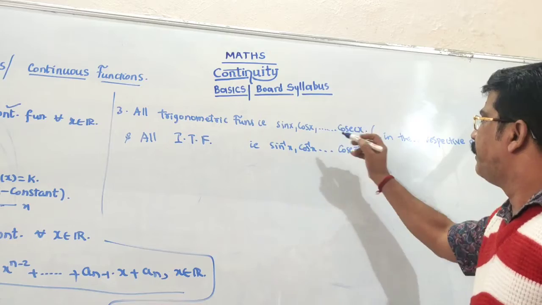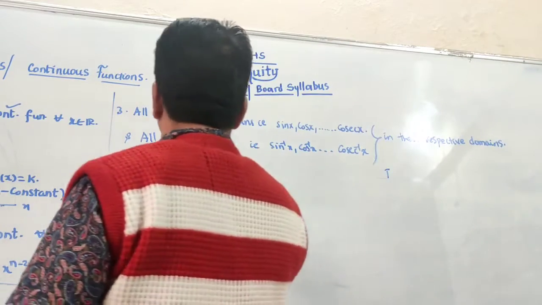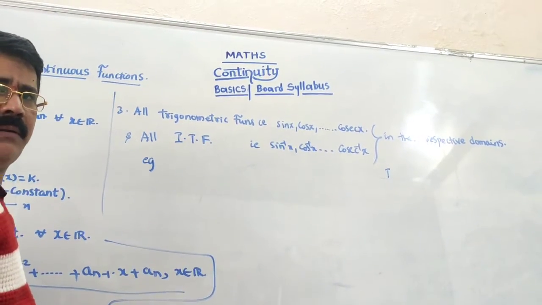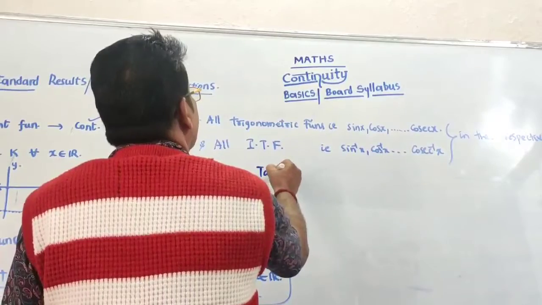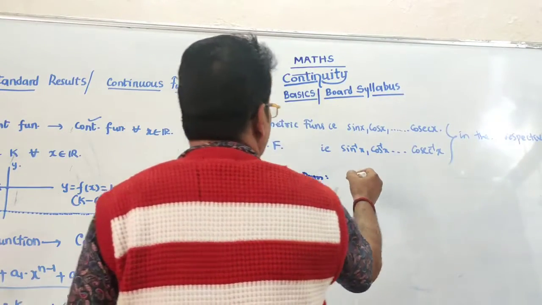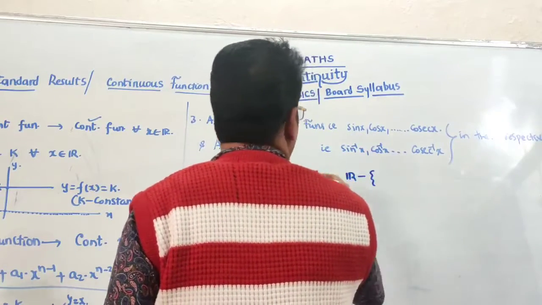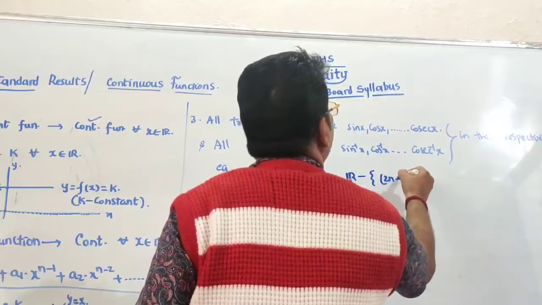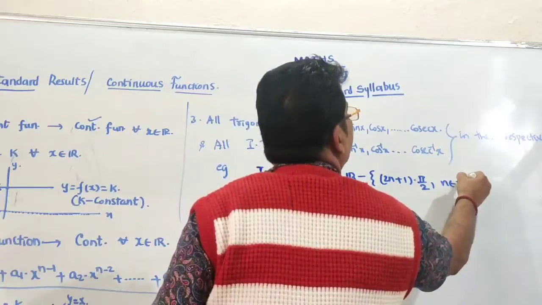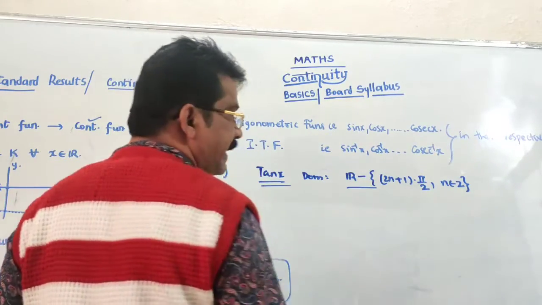Means what? For example, tan x. Now is it visible? Example, tan x, domain is what? Capital R, the real number set, minus {(2n plus 1) into pi by 2, n belongs to Z}. So this is the domain of tan x.